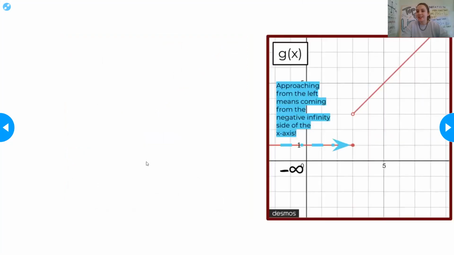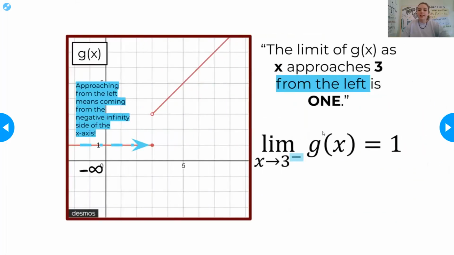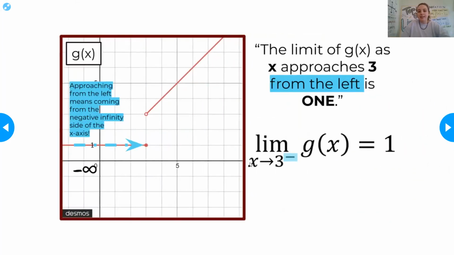And the correct answer is 1. Because when you're approaching from the left, that means you're coming from the negative side of the x-axis, from negative infinity side. If I were to come from this direction and go towards x equals 3, then I would be approaching the y value of 1. And we write that as limit as x goes to 3 from the left of g of x equals 1.